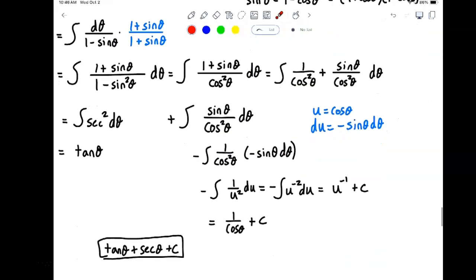Okay, so we did have a couple of different parts involved here. The one was pretty straightforward. The other we had to use a u substitution on to work out. But in the end, we get the answer that the integral of 1 over 1 minus sine theta is tangent theta plus secant theta plus a constant.